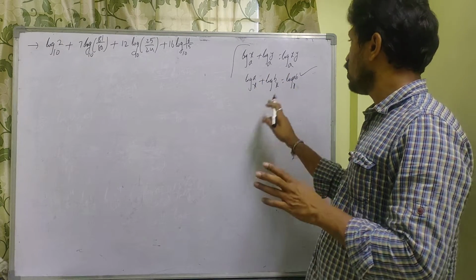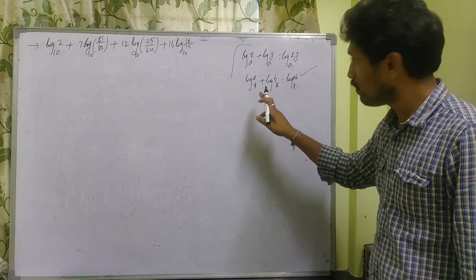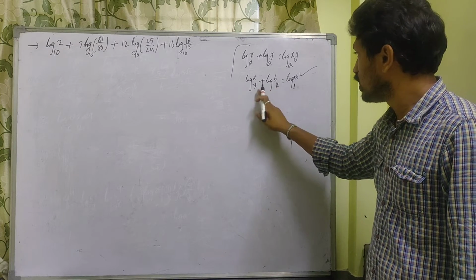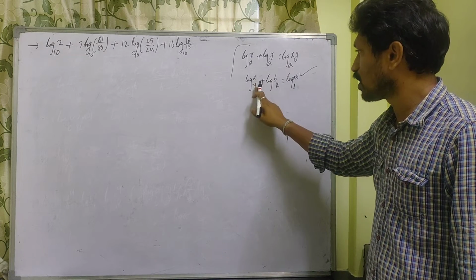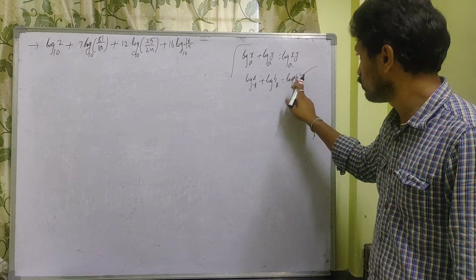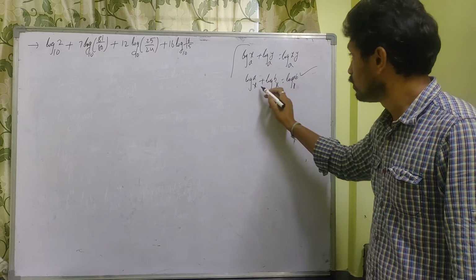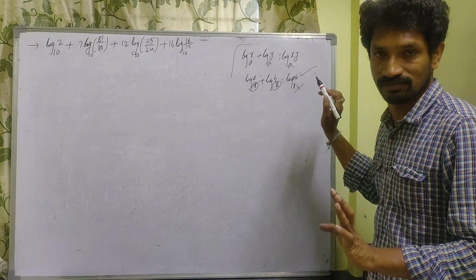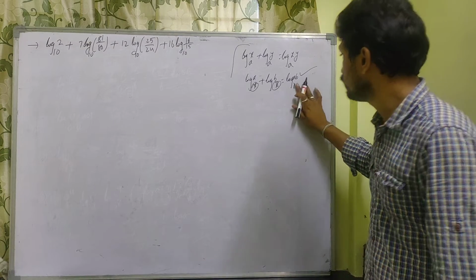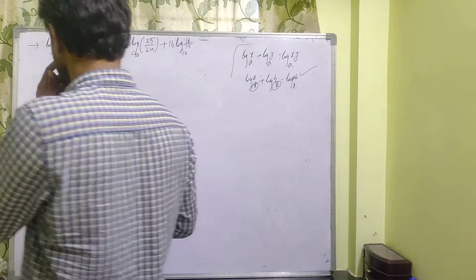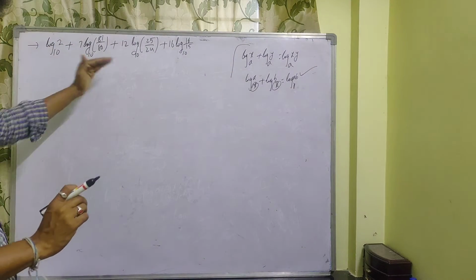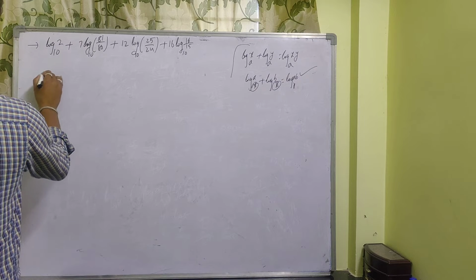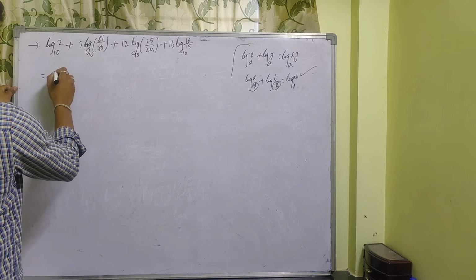See here, whenever you want to add this, that means log a to the base x plus log b to the base x, if you want to use this formula, these bases should be the same. Otherwise, we should not write like this. Okay, clear? See here, so just try to use that formula here. So this is equal to log 2 base 10.